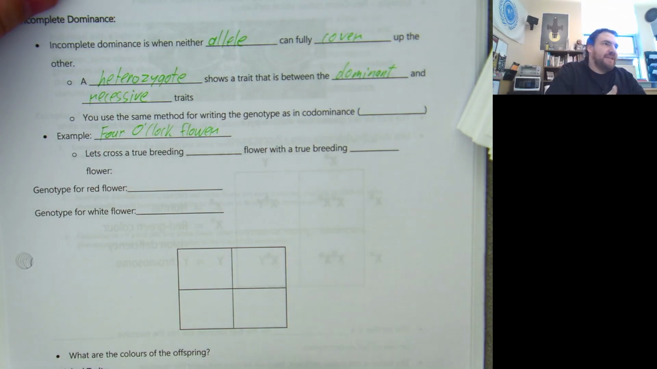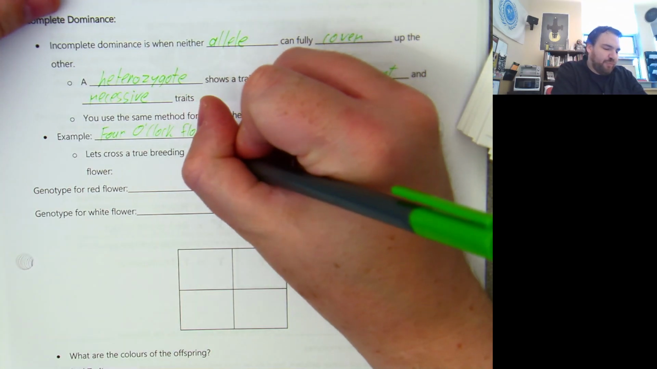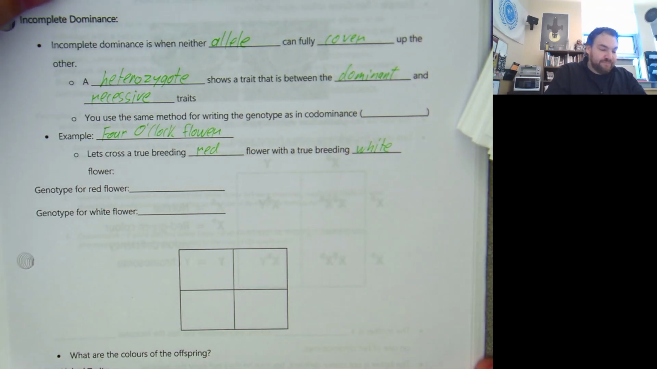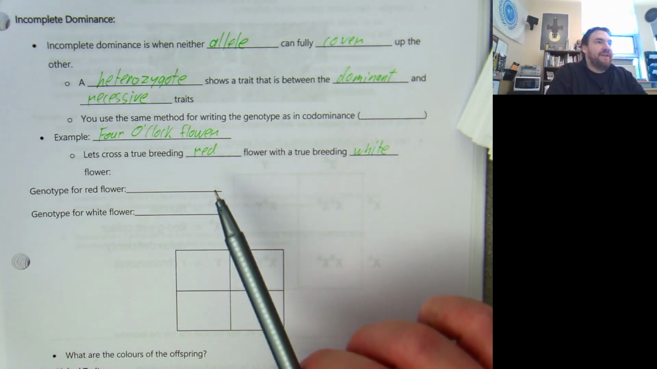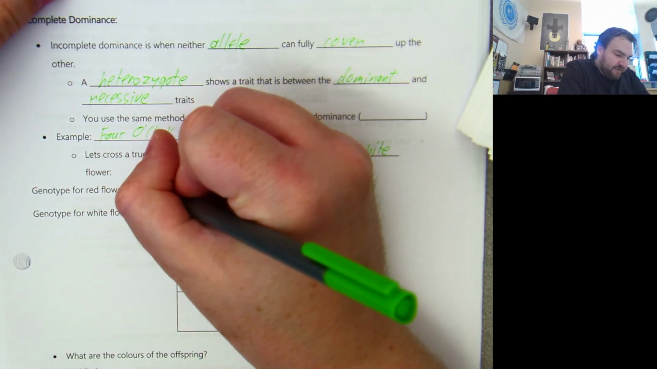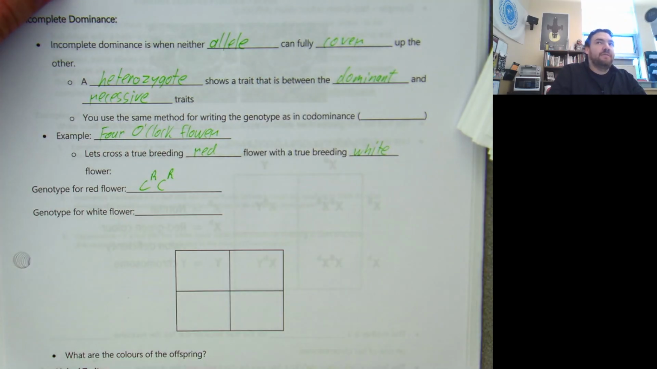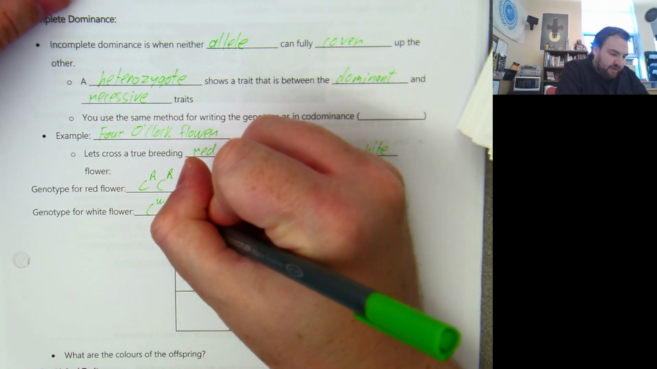So just like Mendel's plants at the beginning, they're true breeding. So let's say we take a true breeding red flower and a true breeding white flower. If they're incompletely dominant, then we use the same writing as we did for codominance. We'd say that the color is red and the color is red, and they're both a dominant trait. And for the white flower, we'd say the color would be white and the color would be white.